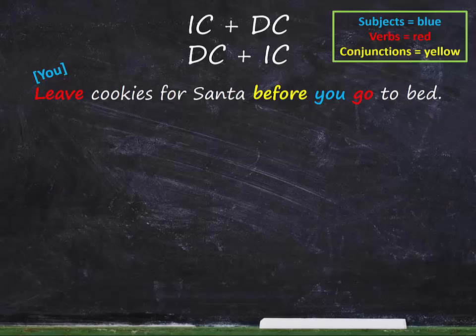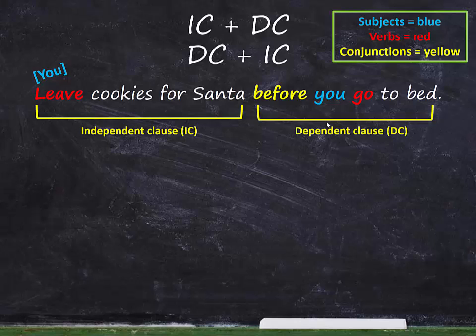Imperative or command sentences have an implied you for the subject. From the color coding, you can see that we have two clauses, you leave and you go. The first one has no conjunction at the beginning, so it's an independent clause. The second begins with a conjunction, before. What kind of conjunction is that? It's an AWUBIS word, so it's a subordinating conjunction. That makes the second clause dependent.